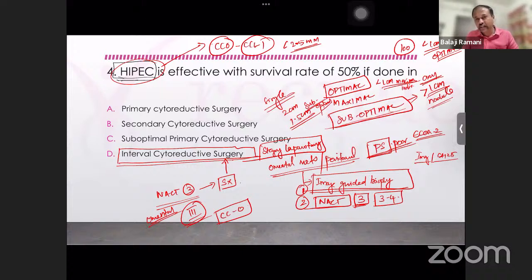The reason is that chemotherapy is supposed to act better whenever there are nodules of less than or equal to 1 centimeter. It can penetrate and it can downstage the disease. That is the reason why you have to have an optimal cytoreduction.